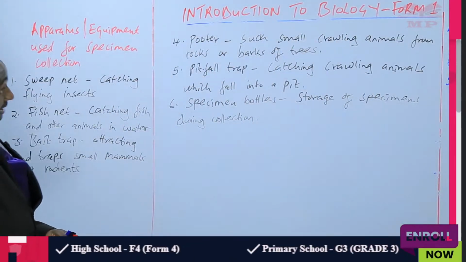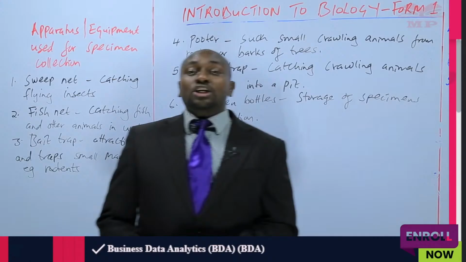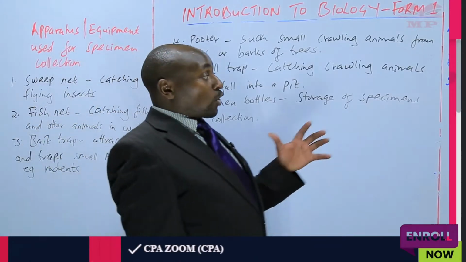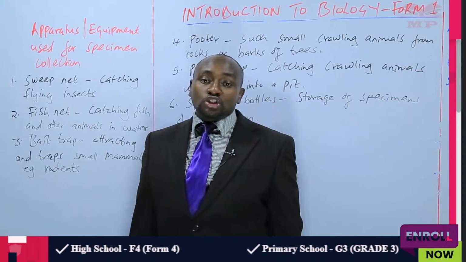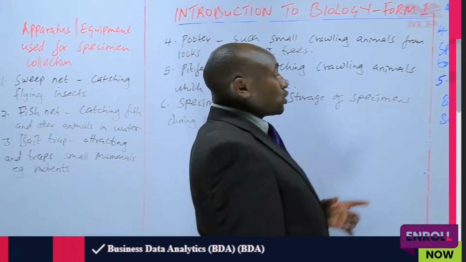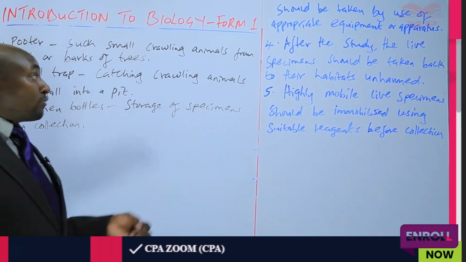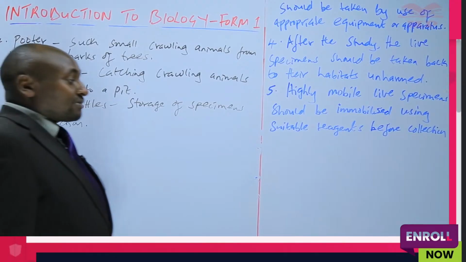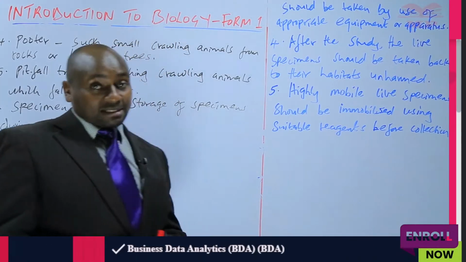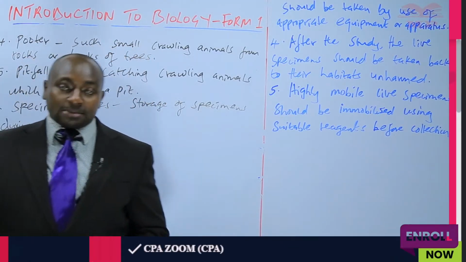So basically today we have learnt about the precautions that we need to take during specimen collection, that we should not injure the specimen, we should not destroy their habitats, we should only collect the number that we need to avoid wastage. For those specimens that are highly mobile, they should be immobilized by use of suitable reagents before collection. And then finally, after we have completed the study, the live specimens should be taken back to their habitats to avoid, of course, destruction of the ecosystem.